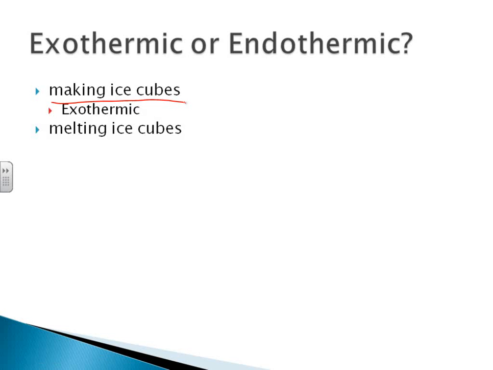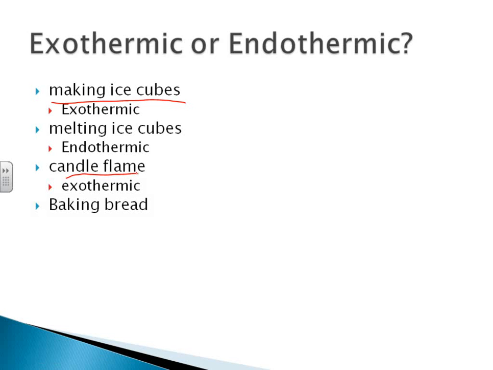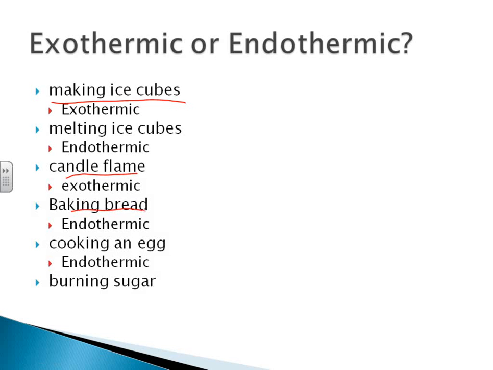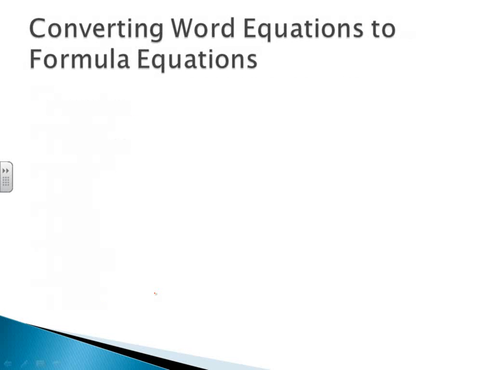Melting those ice cubes, I need to put energy into the ice cubes to get them to melt. So that is an endothermic process. A candle flame, here we have both heat and light being emitted, so we therefore have an exothermic process. Baking bread, I have to put energy in to make the reaction occur, so that is an endothermic process, just like cooking an egg would be. Burning sugar is a little bit different. I'll do a demonstration one day soon where we see sugar burning. The process of burning sugar actually creates a tremendous amount of heat. Even though you've got to put heat in, it gives more heat out, so it's a very exothermic process.